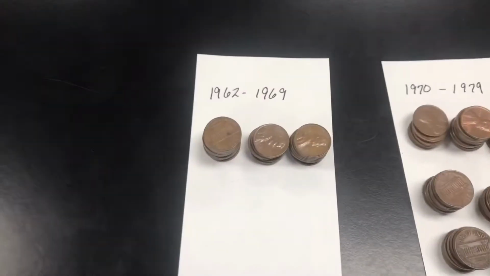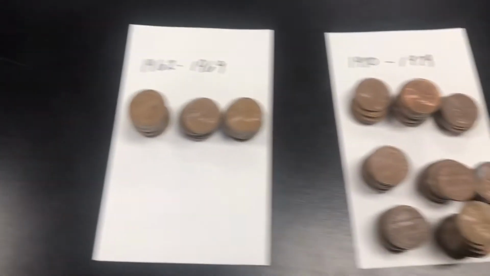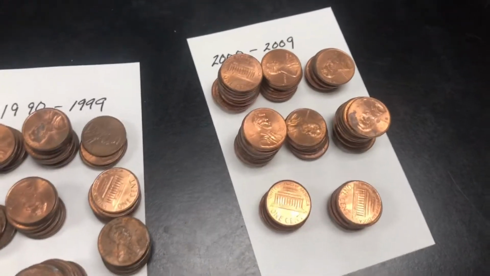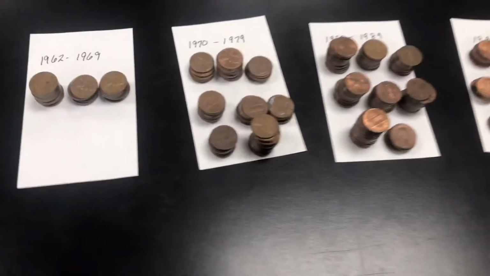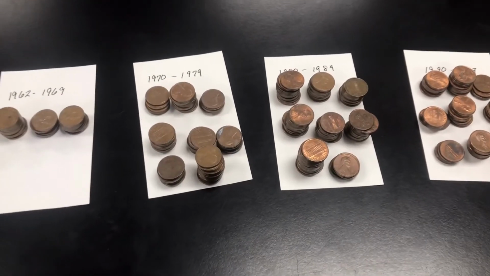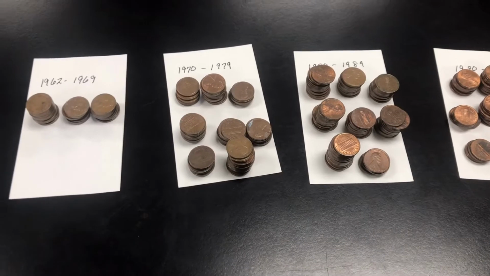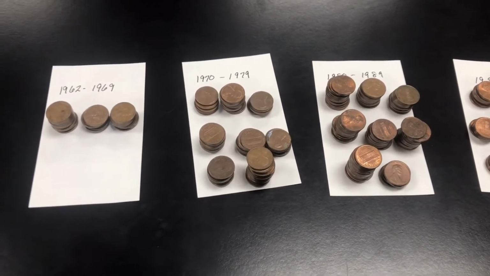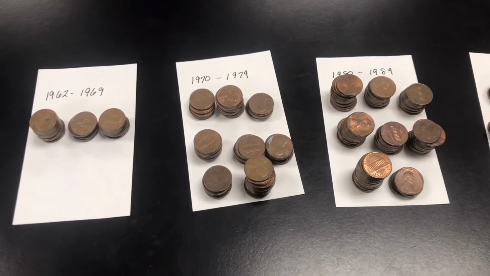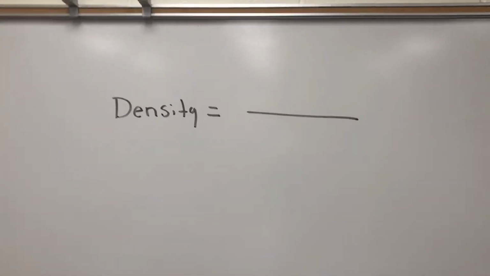So I've separated these out into 1962 to 69, 70 to 79, 80 to 89, 90 to 99, and 2000 to 2009. What we're going to do is try to narrow down what decade they changed the composition again based on the density. Then we can go year by year once we figure out what decade. So remember, density is, well, you know what density is.